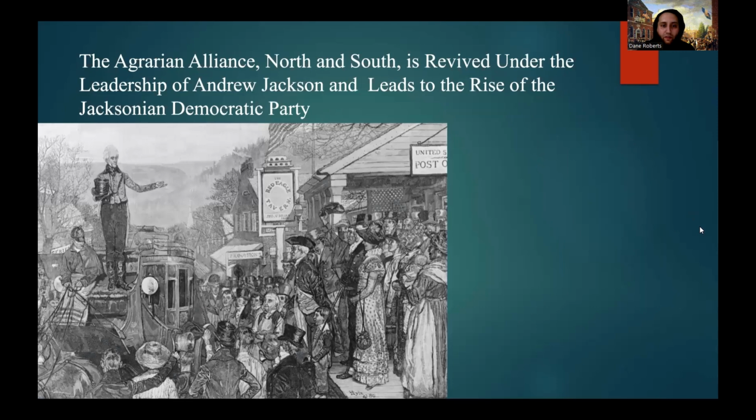So, with the Panic of 1819 CE, as well as the so-called corrupt bargain and the signing of the quote-unquote Tariff of Abominations in 1828 CE, Andrew Jackson would begin to reform the agrarian alliance in both the North and the South under his leadership, which would in turn eventually lead to the rise of what would become known as the Jacksonian Democratic Party.